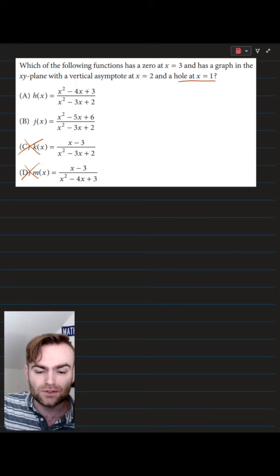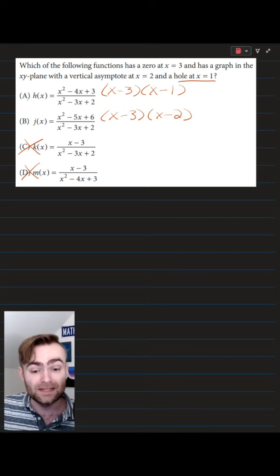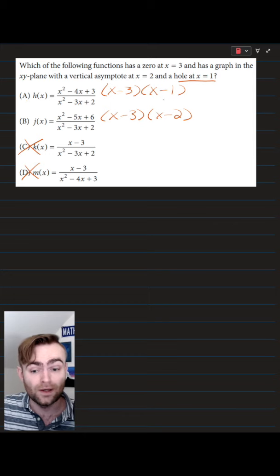So let's factor the numerators and see what happens. For the first one, I get x minus 3 and x minus 1. And for this one here, I get x minus 3 and x minus 2. So the difference here being that for A, if I substitute in the 1, I will get a 0 in the numerator, where I will not for B. So that means that A is our only option here.